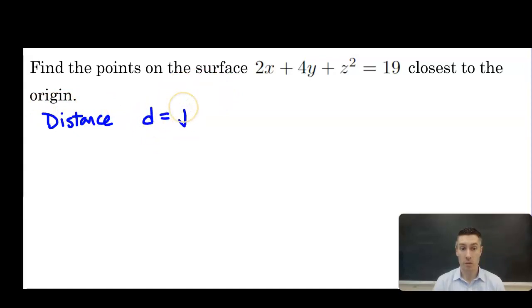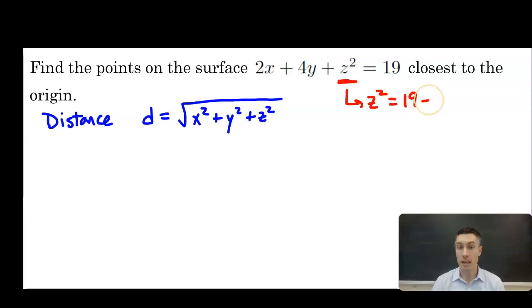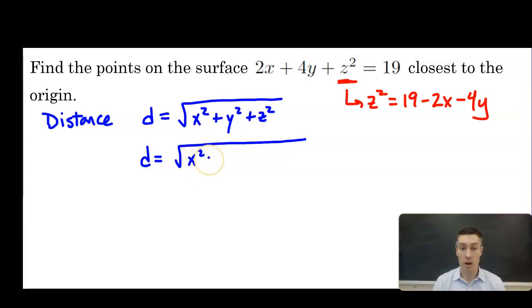So distance is equal to the square root of x minus 0, y minus 0, z minus 0, so I'll just write x squared plus y squared plus z squared. Now, that is still 3 variables, but this is where the surface comes in. We can isolate z squared here. So we can say that z squared equals 19 minus 2x minus 4y. And we can replace that in the distance formula. So x squared plus y squared plus 19 minus 2x minus 4y. Now, that's okay. We can call this our function f of x, y and find the critical points of that.